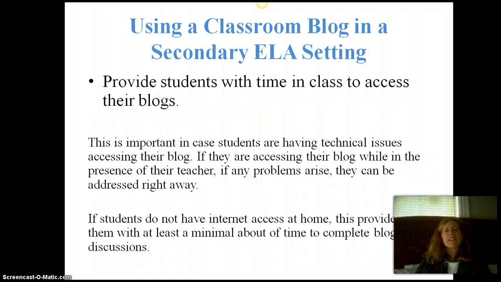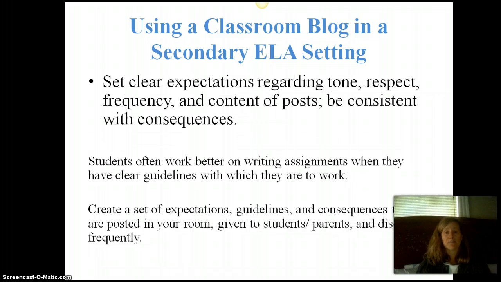So, secondary ELL settings. Now you're bringing it to your setting. And one important thing you say, and I remember this from some of your discussions, is that sometimes we might want them to do the blogging in class, at least initially, because you can provide supports if there's a problem or technical issues. I think this is really important, and some kids don't have that access at home.